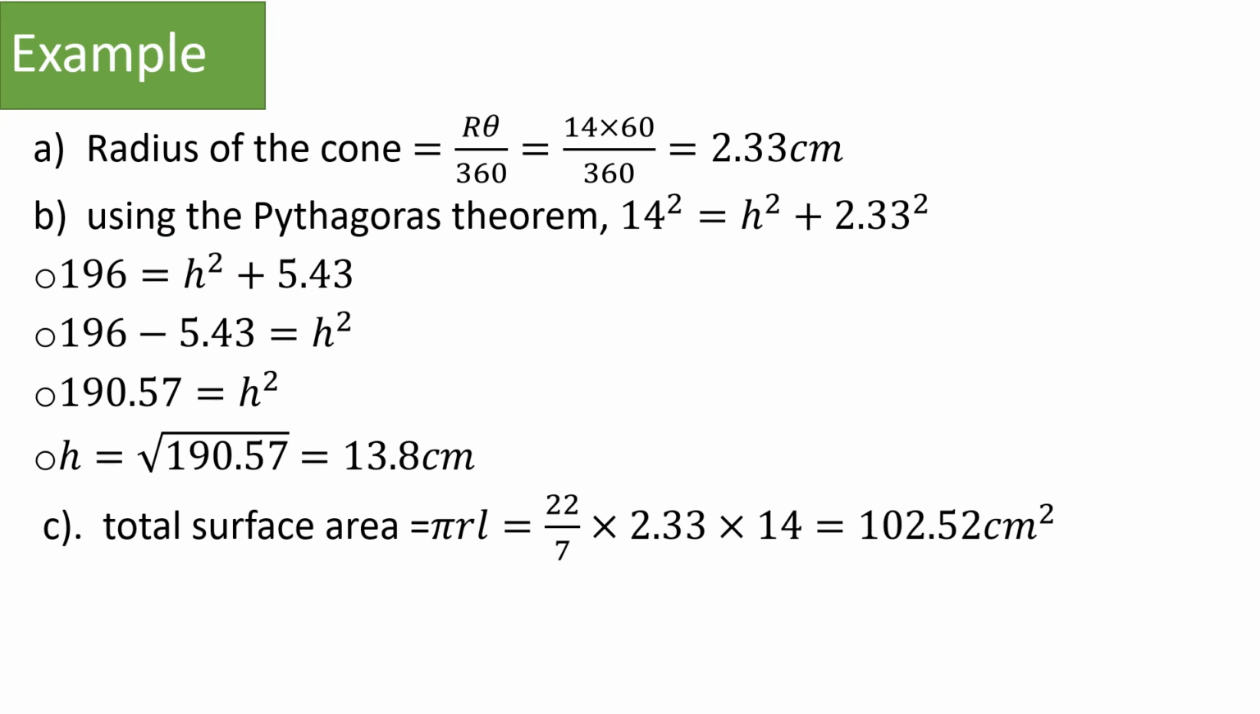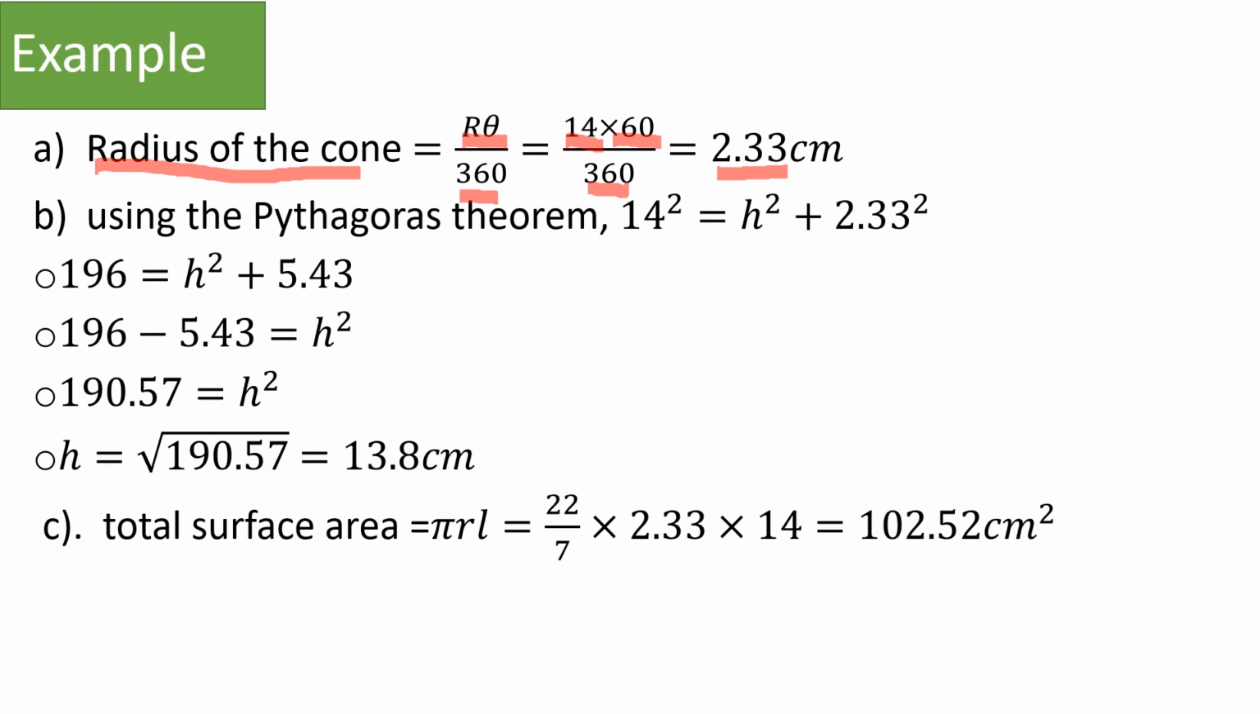So the radius of the cone is given by the radius of the sector times the angle theta over 360. So the radius of the sector is 14 times the angle 60 over 360. That gives us the radius of the cone to be 2.33 centimeters.